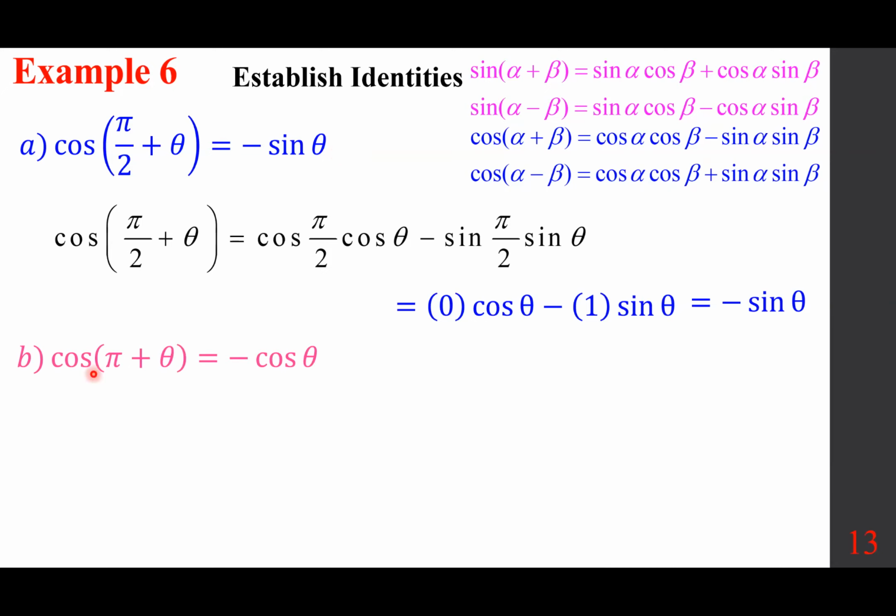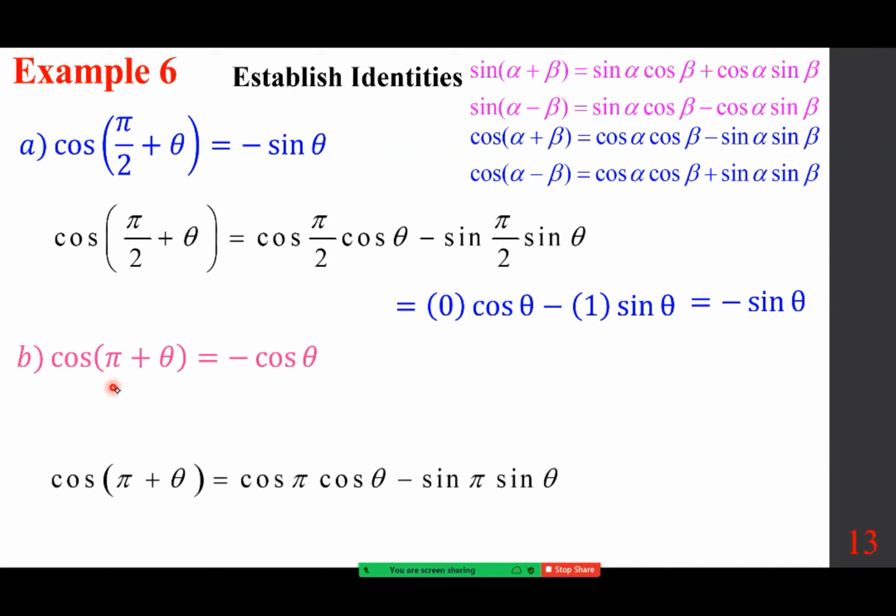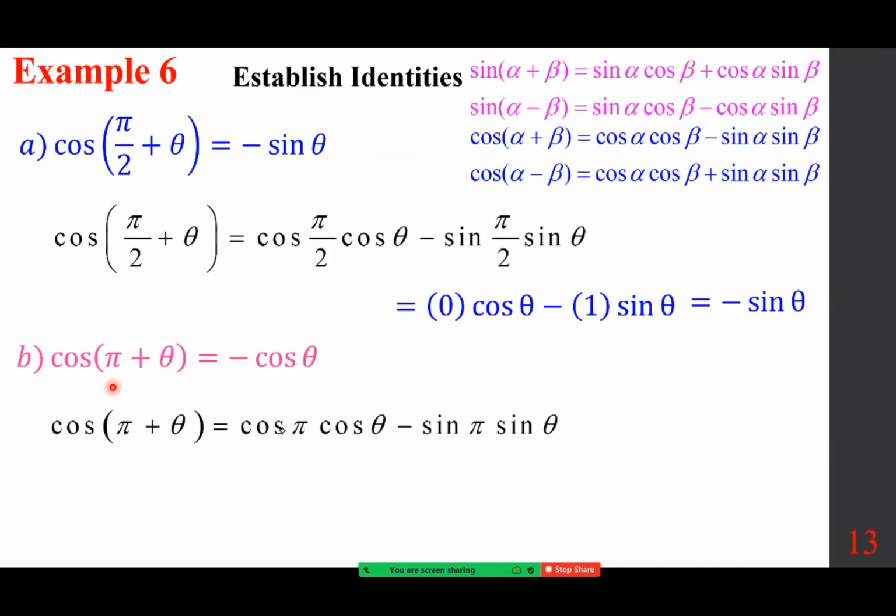We want to prove this. We start from the left side, and we use the cosine of alpha plus beta formula. So cosine pi cosine theta minus sine pi sine theta. We are looking at the left-hand side. We know cosine pi is negative 1, and we know sine pi is 0. So this goes away. This becomes negative cosine theta, and that's a proof. So we establish the identity.